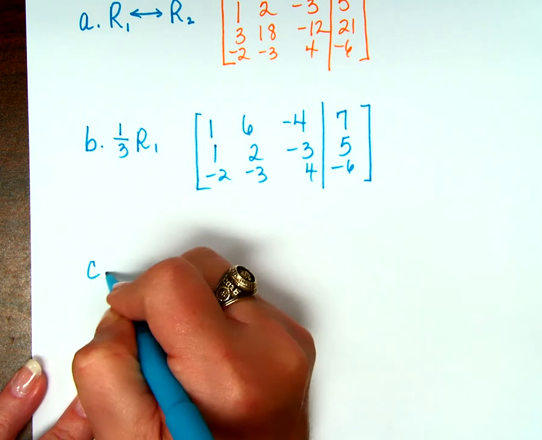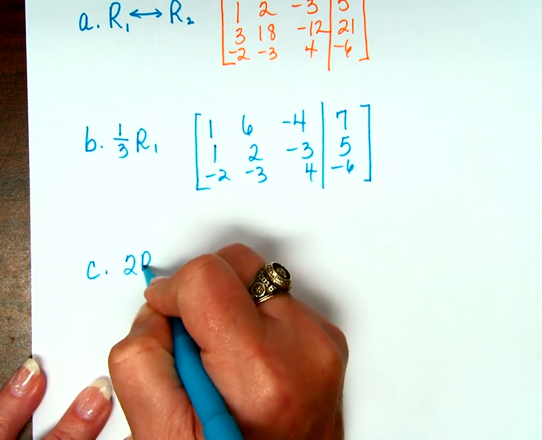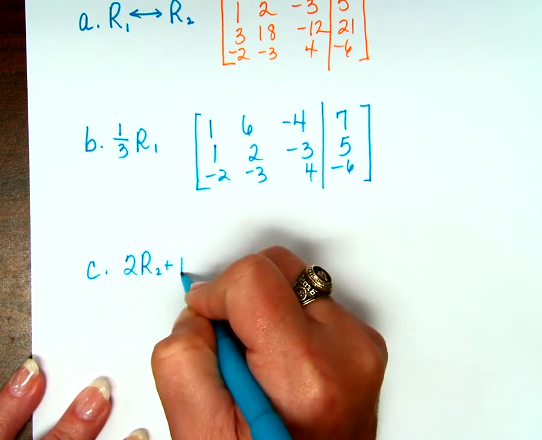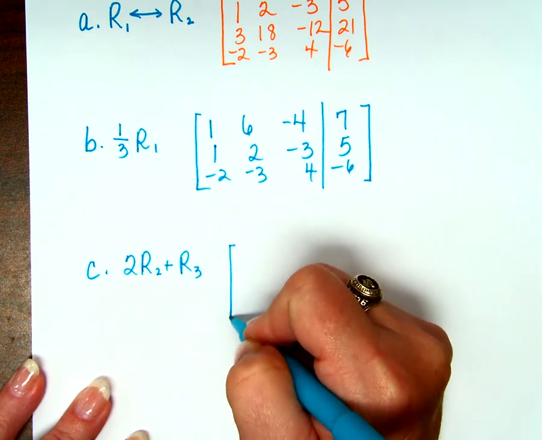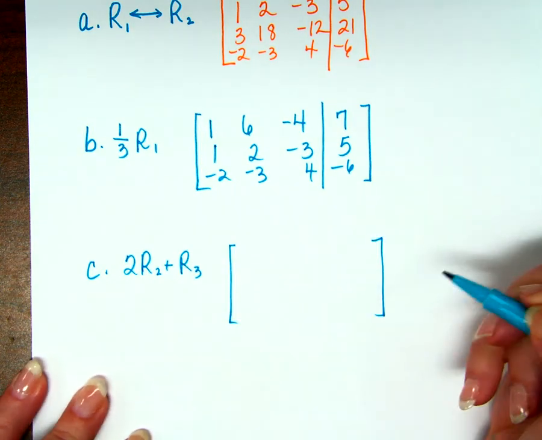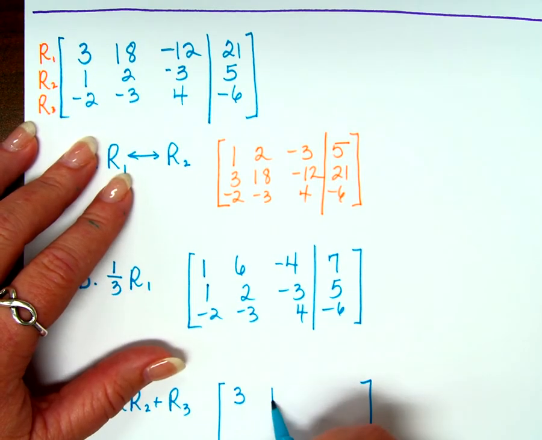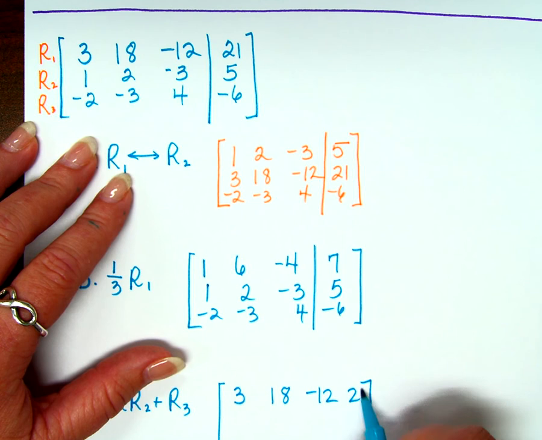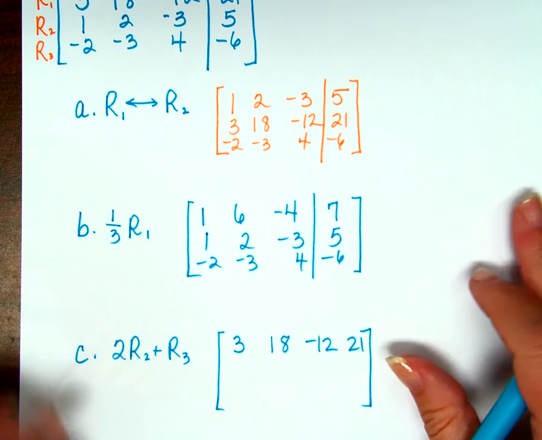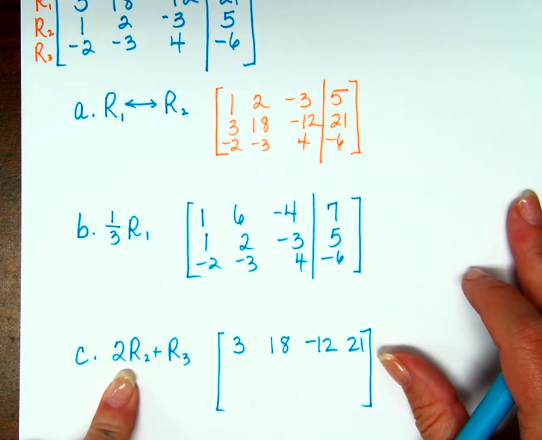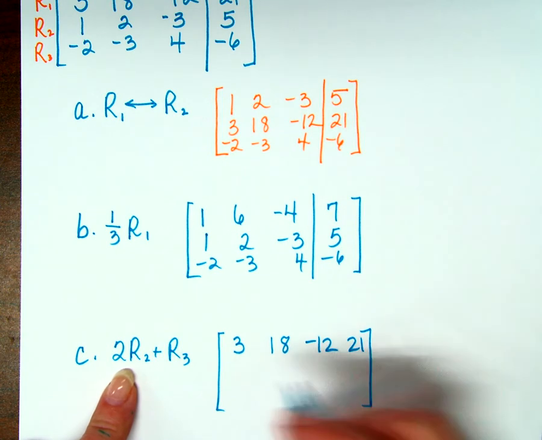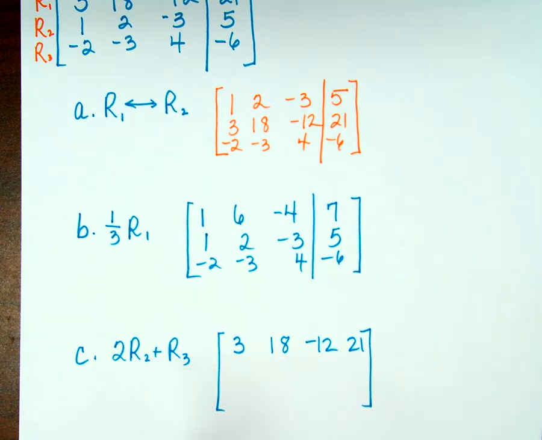Last but not least, it might ask us to do something like this. 2 times row 2 plus row 3. So what do we do with row 1? Now, again, this is back to the original problem. Okay, so there's that. Now, most of the time when this happens, it's going to tell you where it wants the answer. For some reason, it didn't this time, but I know that the answer needs to go in row 3. Okay, so what do we do with row 2?